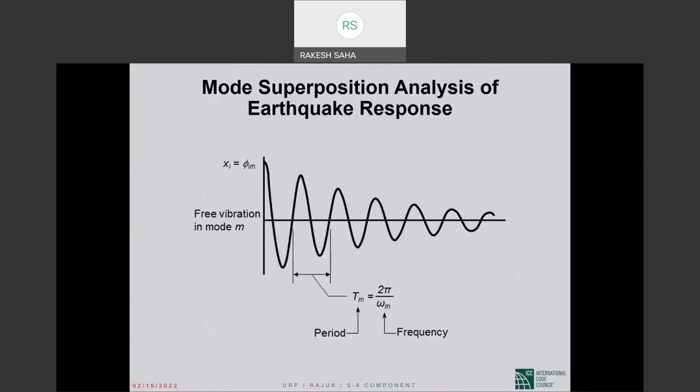When the multi-degree of freedom system vibrates in one of its natural modes, this is what the vibration looks like. It is exactly like that of a single degree of freedom system. Okay. It has a regular period of vibration. That would be the modal period, T sub m, and the magnitude dies down because of damping. Okay, in this case, it will be modal damping.